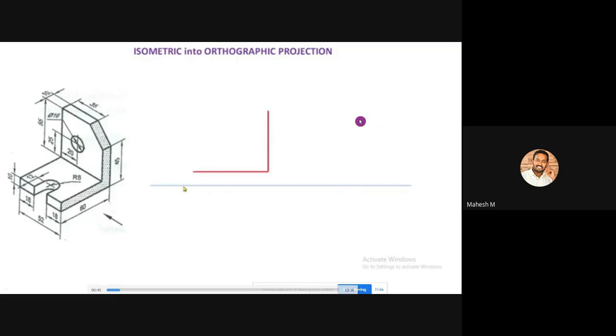Okay, so now the condition is that if you're looking from the front direction, you can see the length and height of your component. You can't see this breadth. So this line of projection is parallel to the breadth.